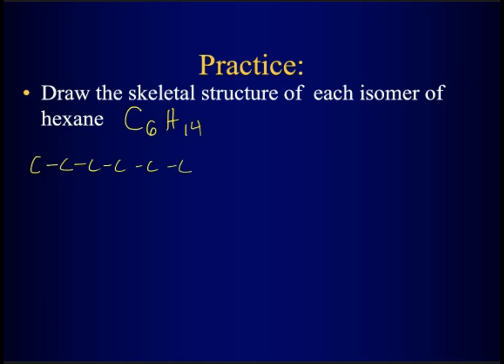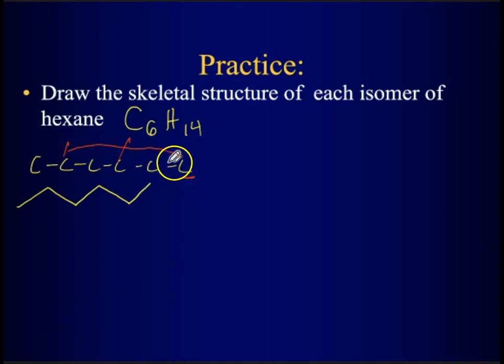I don't want to keep drawing in all the hydrogens, so I'm going to draw skeletal structures. So here's hexane, 1, 2, 3, 4, 5, 6. When you draw isomers, always draw just the straight chain one first. Now to draw the first isomer, I'm going to take the last carbon in the chain and move it somewhere else in the middle of the chain. So move it between here and here. Well, even here. So the middle of our chain.